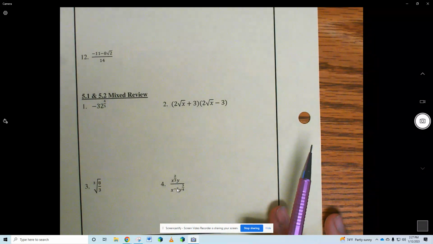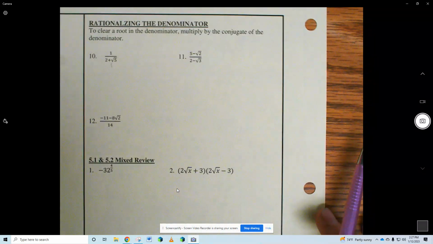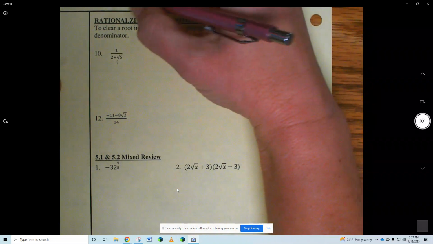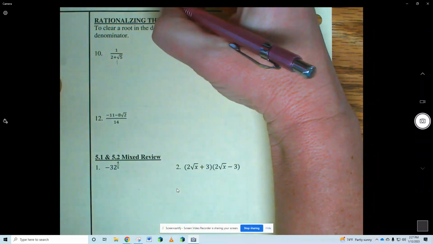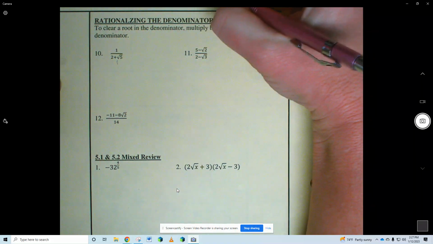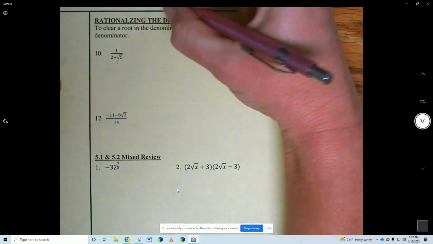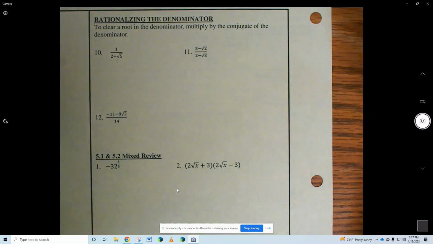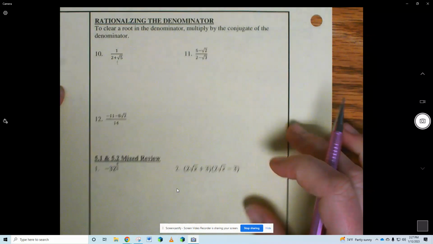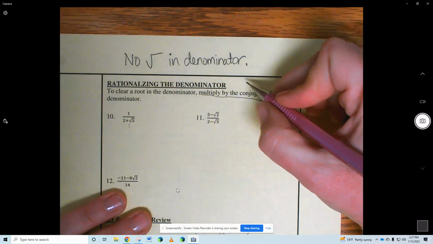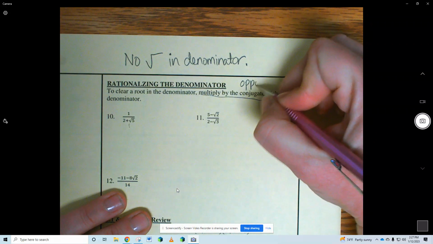Our last topic, the mixed review, I don't have time to do because it's a short day, but rationalizing the denominator. Okay. No square roots in denominators. I think we did this in geometry because I taught geometry and I know we did, hopefully. So you can't have a square root in the denominator. So what I'm going to do is multiply by the conjugate. The conjugate means the opposite sign in the middle.